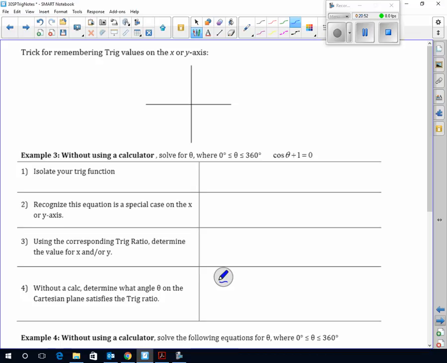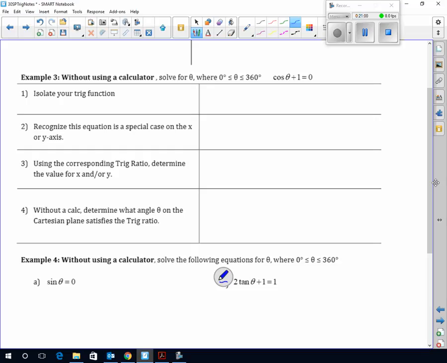Example 3 is without a calculator now. So let's isolate our trig ratio. What do we get? Matthew, what do we get? I'm going to isolate my trig function. What do I get? Can anybody help him? Yeah, I'm going to subtract 1 to get it on the other side. Don't drop your theta. It's cos theta equals negative 1. You'll lose marks.